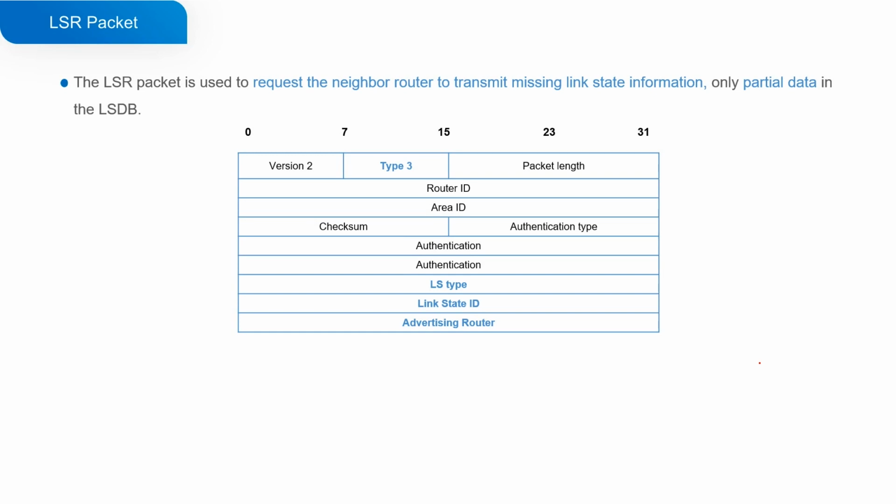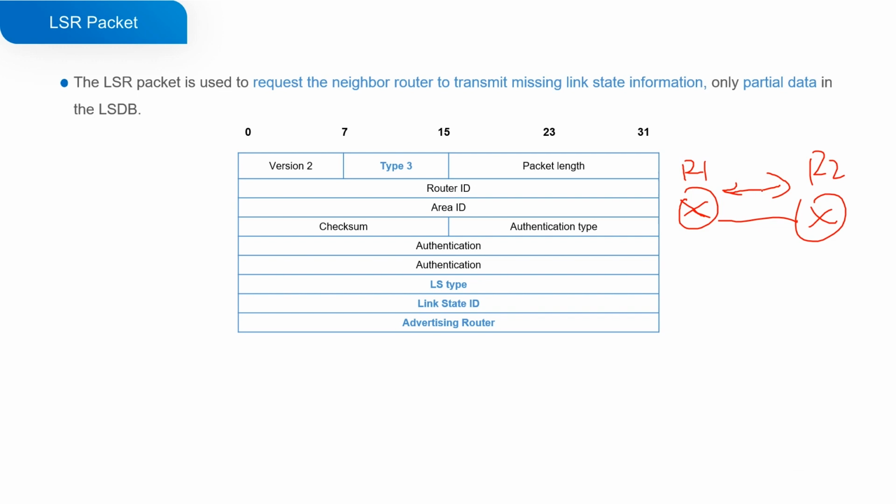For this packet, we can see the LSR packet. The LSR means the link state request packet. Here are two routers, R1 and R2. First, we have to build the neighbor relationship using the Hello packet, and then we exchange the DBD packets to see the LSA catalog, the LSA header.